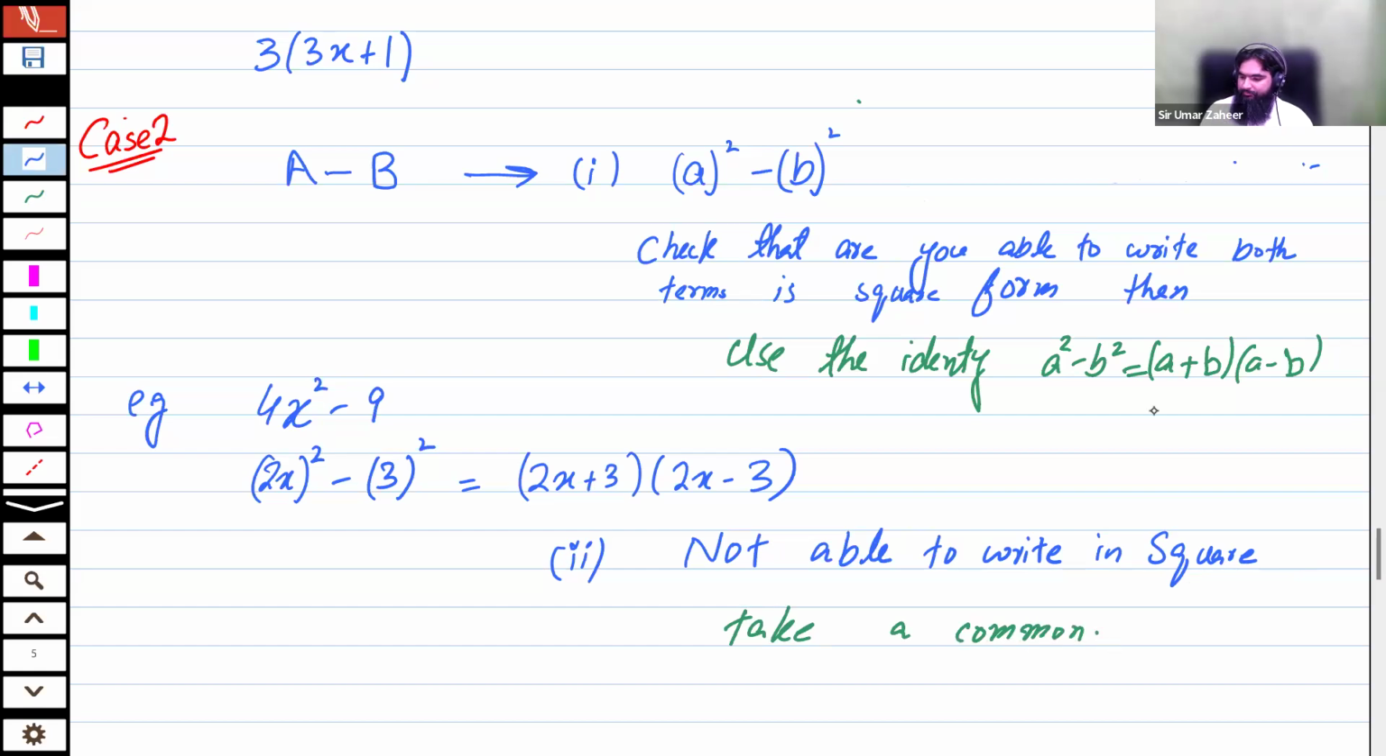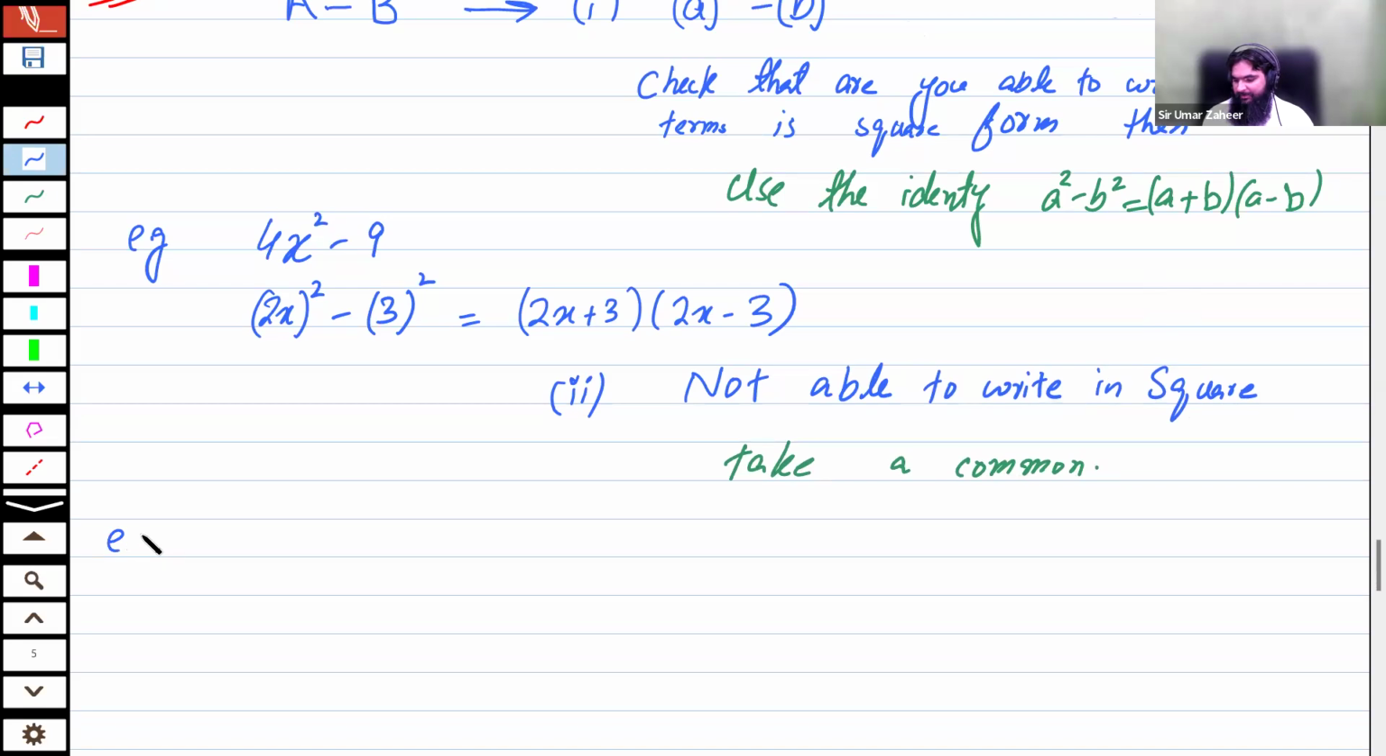For example, the examiner gives you a question like you have 9x square minus 15. So look at here, we have two terms and there is a negative sign. We check that are we able to write these two values into the square form?